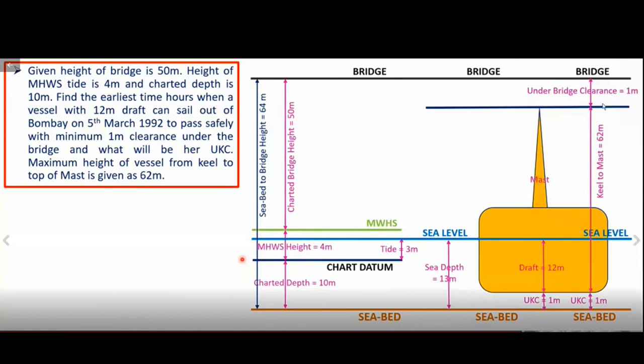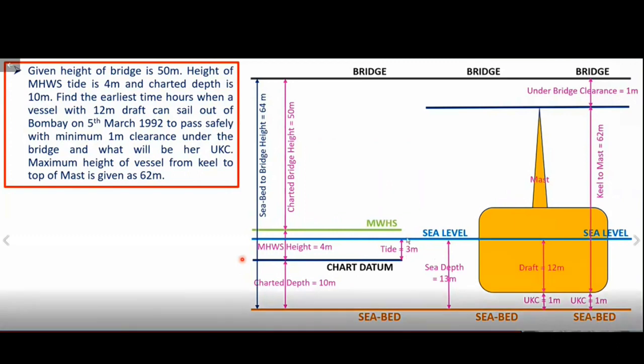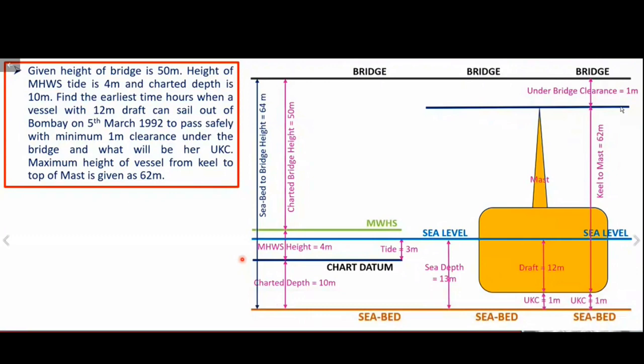No, sir. We have, beta, we have 1.1 meter clearance, na? If the height of tide is 2.9, the under bridge clearance is 1.1, so we can sail out. Yes, sir. अगर 3 मीटर होगा, then also we can sail out. लेकिन 3.1 जैसे ही हो जाएगा, we cannot sail out. तो वो तो earliest time नहीं हुआ ना, वो तो last time हो गया. What is the last time when the vessel can sail out? Rising tide पे हमें last time मिलेगा.